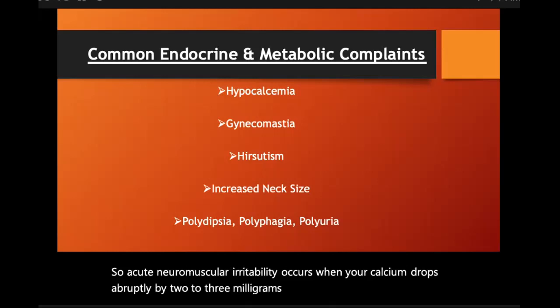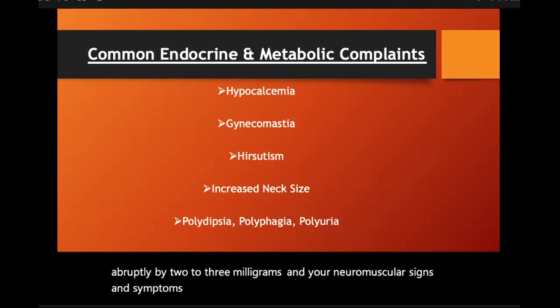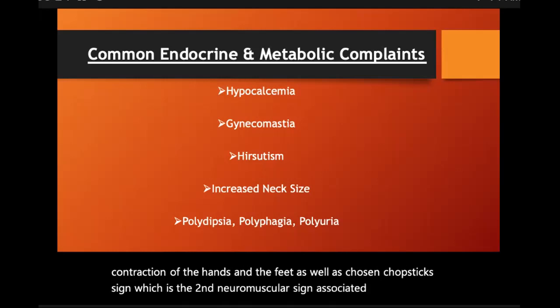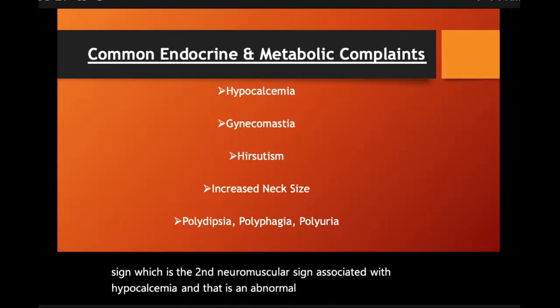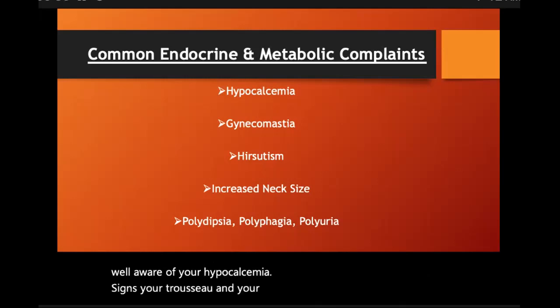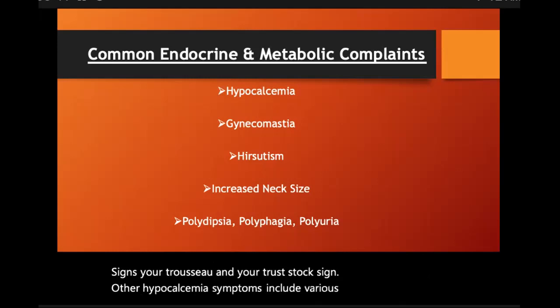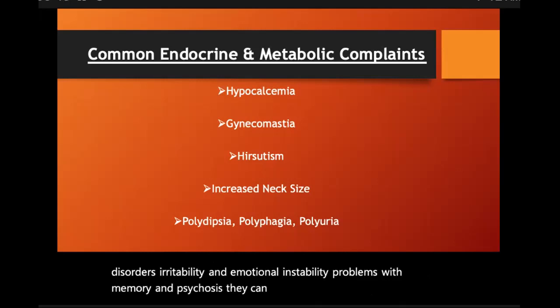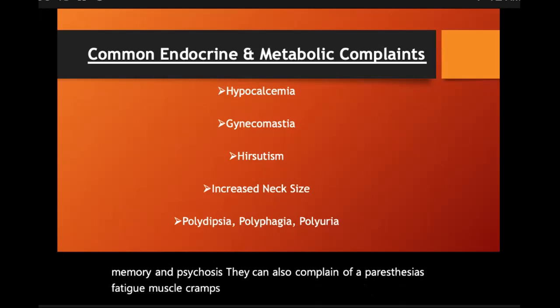And your neuromuscular signs and symptoms include Trousseau sign, which is the violent, painful contraction of the hands and the feet, as well as Chvostek sign, which is the second neuromuscular sign associated with hypocalcemia. And that is an abnormal unilateral spasm of the facial muscle when the facial nerve is tapped. So make sure you're very well aware of your hypocalcemia signs, your Trousseau and your Chvostek sign. Other hypocalcemia symptoms include various neuropsychiatric disorders, irritability and emotional instability, problems with memory, and psychosis. They can also complain of paresthesias, fatigue, muscle cramps, or muscle weakness.